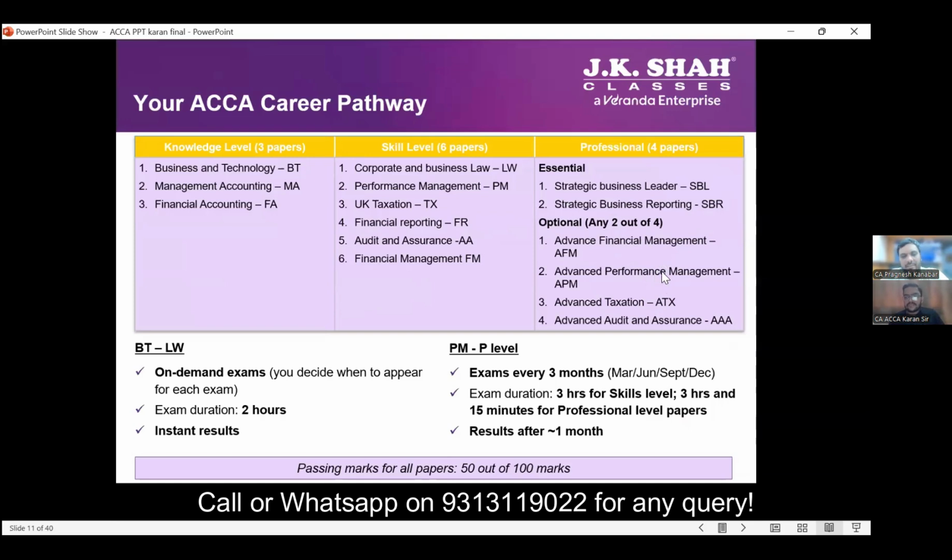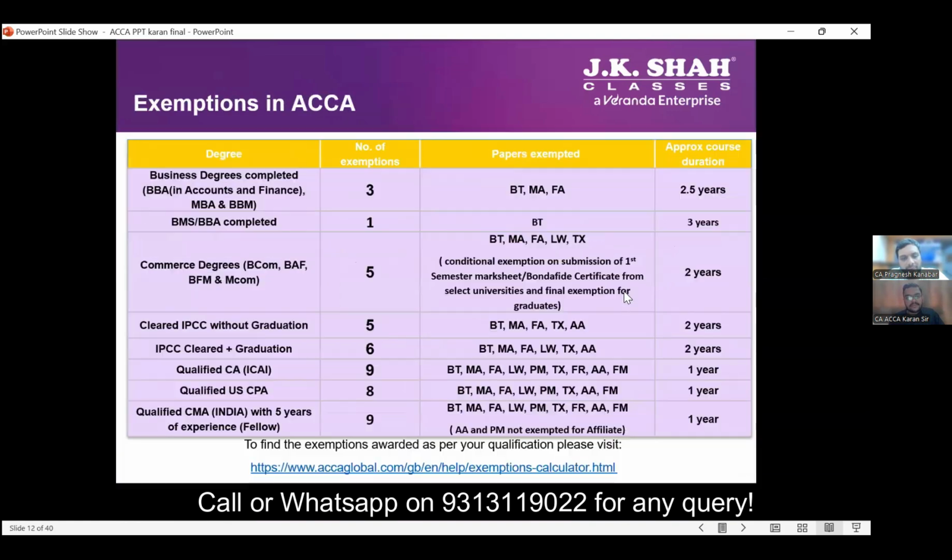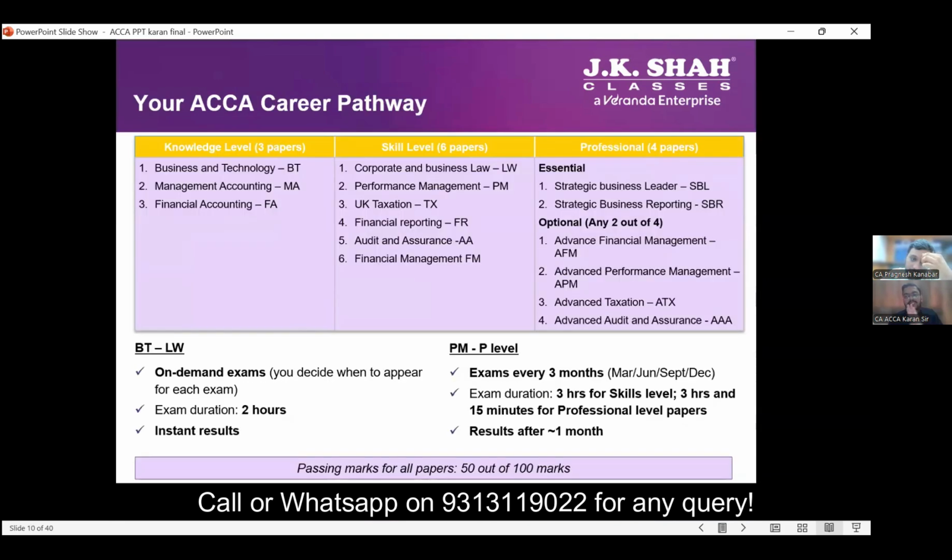Sir, one more query for exemption. Yes. So 9 papers they have already exempt, correct? Correct. Now let us say in final CA, while clearing final CA, they have an exemption in the AFM paper. So is the professional level AFM exempt? Okay, no. Professional level, which is the last 4 papers, is not exempted for any candidate. Professional level is not exempt under any circumstances. Under any circumstances, you have to give the last 4 papers.